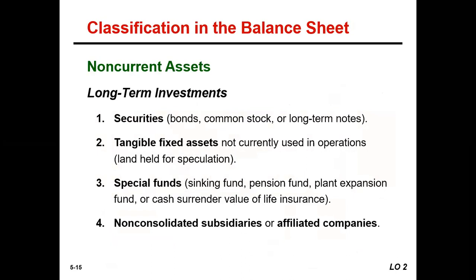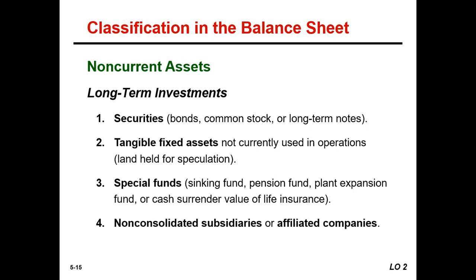These could be securities in bonds, common stock, long-term notes, right? Investments that we have in other companies or other debt securities. Tangible fixed assets, not currently being used in operation. So again, I used the example earlier, like if we purchase land, we're not using it right now, but we're going to use it maybe in the future for a factory or a building or whatever.